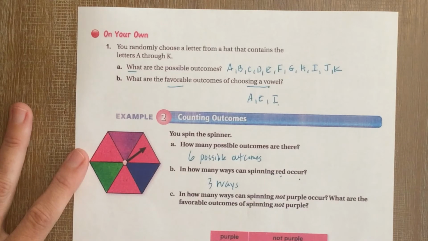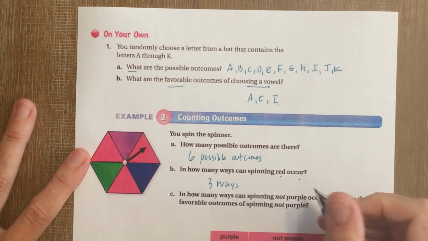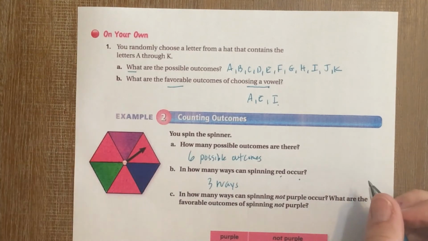All right, part C, and how many ways can spinning not purple occur? What are the favorable outcomes of spinning not purple? Just like before, we can make a little table to organize. So spinning purple, this would be purple here. Not purple would be everything else. Red, red, red, green, blue. Okay, list them all.